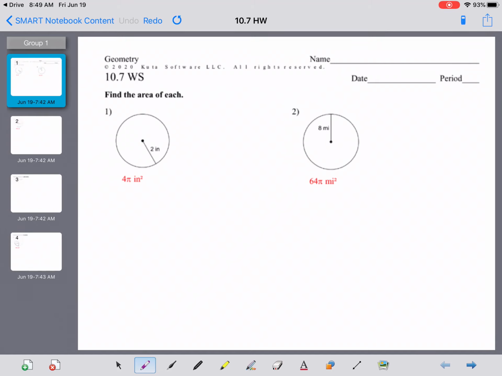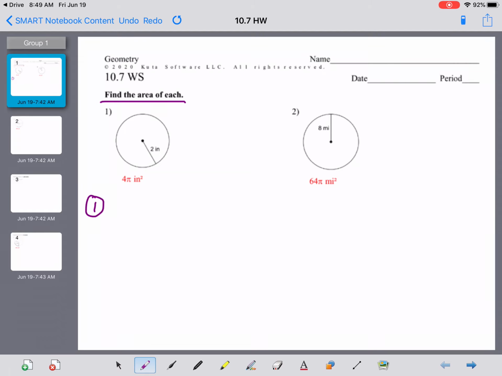All right, guys, let's do a few problems off the 10.7 worksheet. So this section was dealing with the areas of circles and sectors of circles, and this first batch of problems is pretty straightforward, just asking you to find the area of each. So I hope you guys are catching on right now.